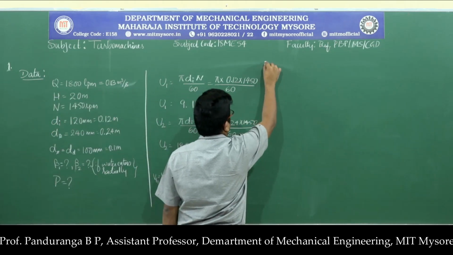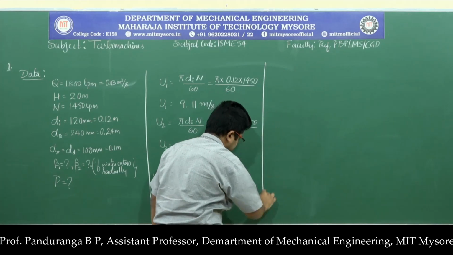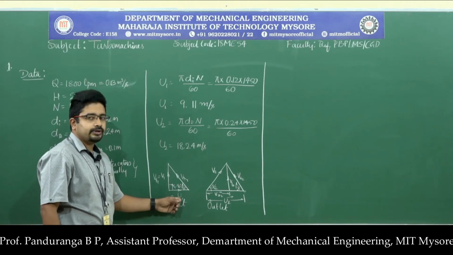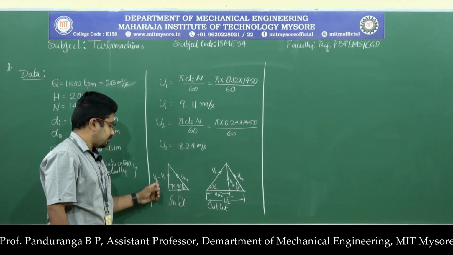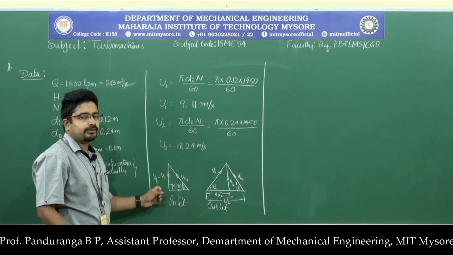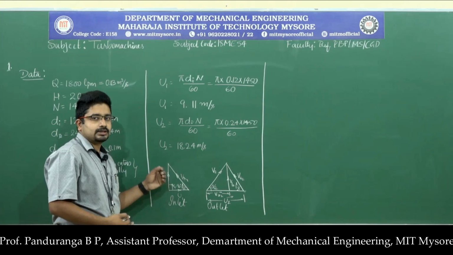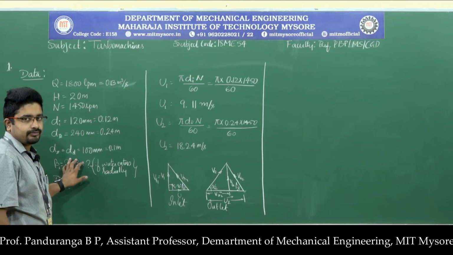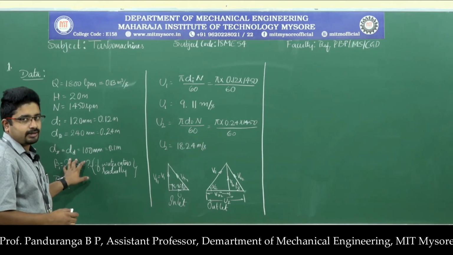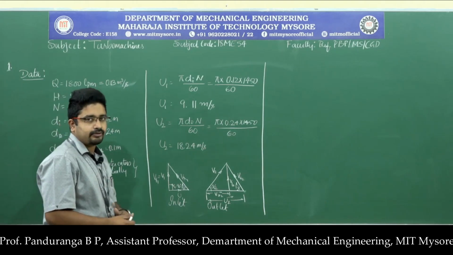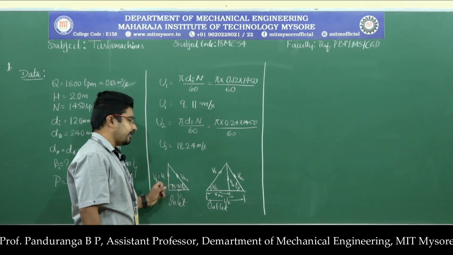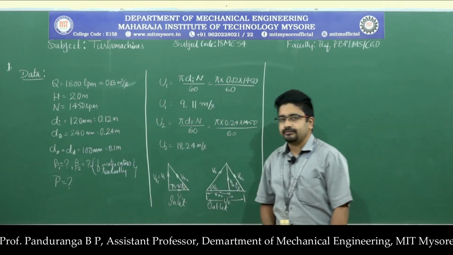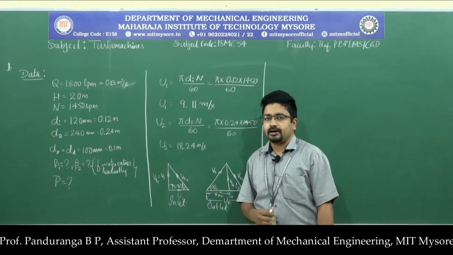Okay, now let us find out the angles beta 1 and beta 2. For that, first I'll take the inlet velocity triangle. I know u1. If I am able to find out Vf, because here it's a steady flow device, Vf1 and Vf2 will be the same, because the diameters of the suction and delivery pipes are the same. So if I am able to find out the flow velocity Vf, then I will be able to find out beta 1.